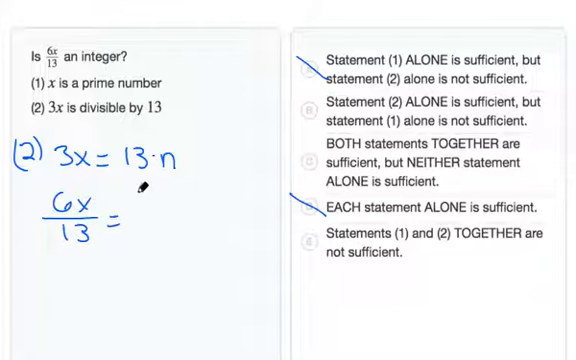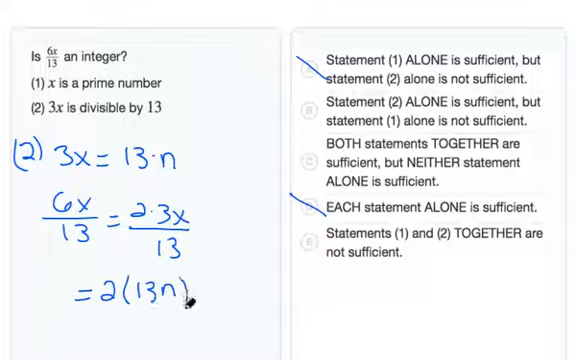6x can be split apart into 2 times 3, and then we have our x in the numerator still, over 13. Now 3x we know is equal to 13 times some integer. So if we go ahead and plug that in, we have 2 times 13n over 13. And in this case, the 13's cancel, so we would end up with 2 times n, remembering that n is actually an integer here. So yes, this will actually come out to be an integer.